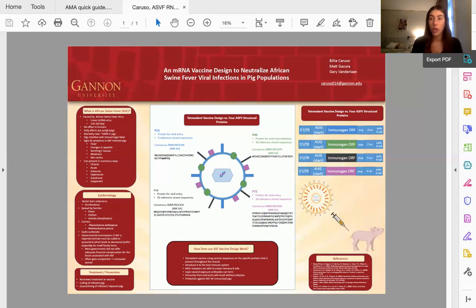fever. So a lot of different countries rely on pork as a protein source, and it's normally relatively cheap. But because of this, it has huge economic impacts. When there's a decrease in the supply, that means the demand is going to go higher, and that means prices are going to go higher. And a lot of places can't afford that.